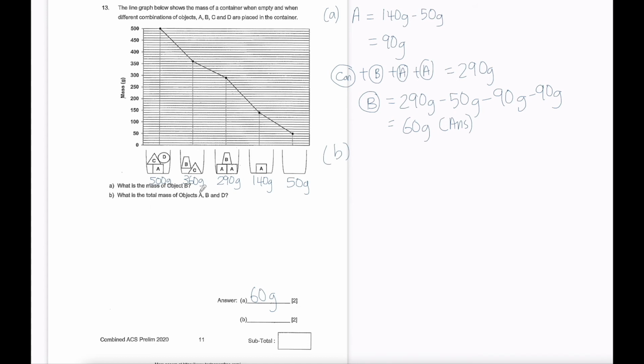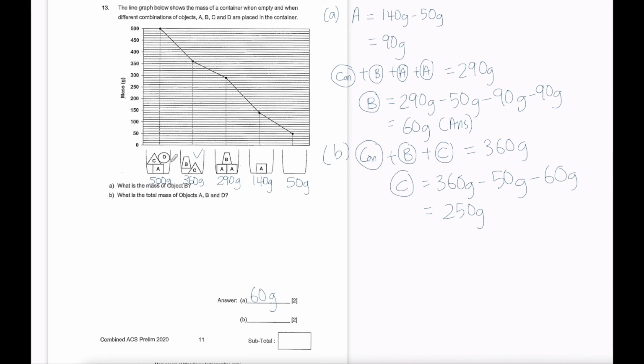What is the total mass of A, B, and D? So to find out what is D, we definitely need our C this time. But don't worry because now we already know what's our B. So let's continue. Container plus B plus C gives us 360 grams. If I want to find out what's C, I just need to take the total mass minus away container, which is 50 grams. And I need to minus away B. B is 60 grams. And my total will be 250 grams for C.